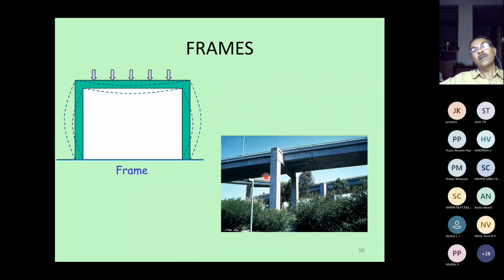You can see a frame here. This is a frame element. You can see two vertical pillars and a beam that is carrying the bridge load. So that's a frame here.